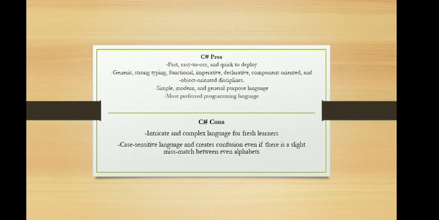C# pros: fast, easy to use, and quick to deploy. Generic, strong typing, functional, imperative, declarative, component-oriented, and object-oriented disciplines. Simple, modern, and general-purpose language.